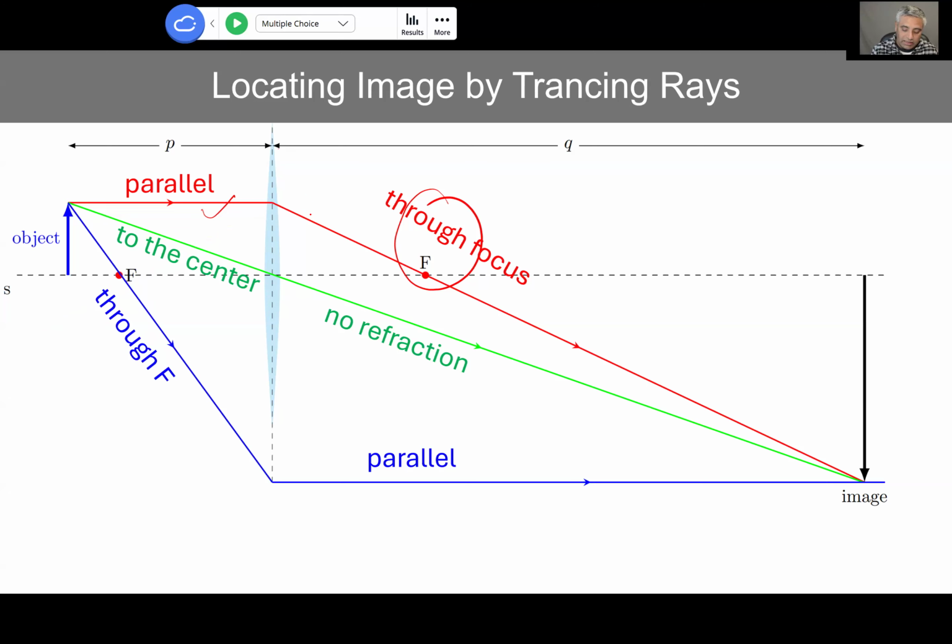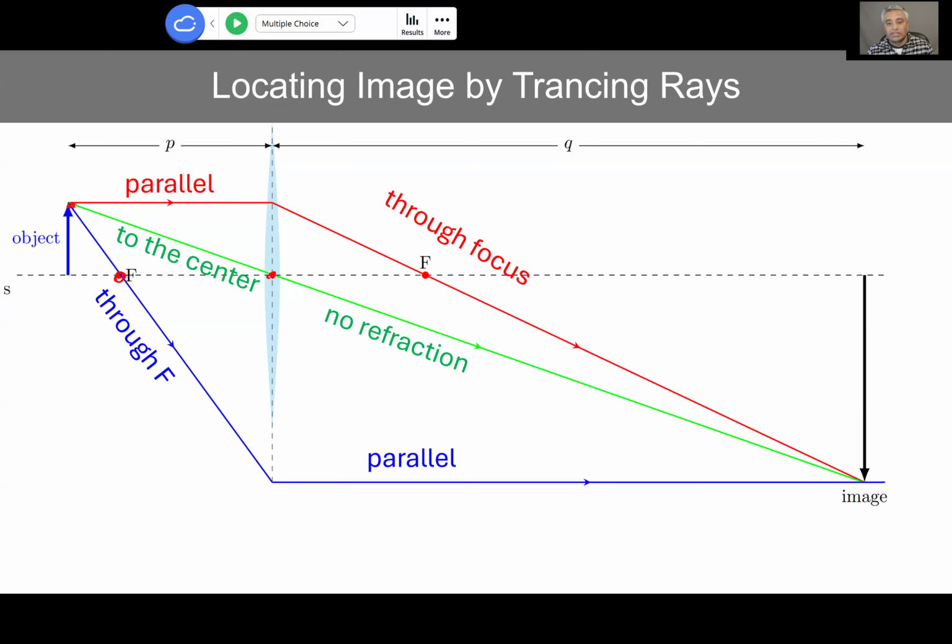But for the lens, especially this converging lens, the ray passes through the focal point on the other side. So here, this being a symmetric lens, the focal points are at exactly the same distance on both sides. So that is red. Another one that is easier to draw and always possible is the one that passes through the center.